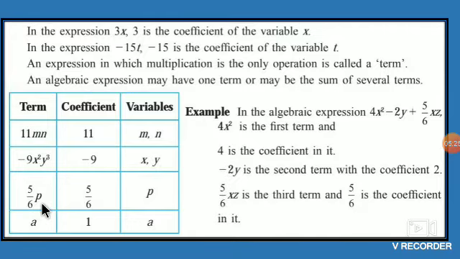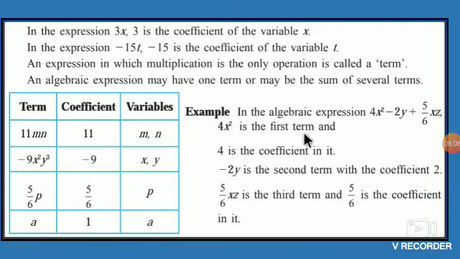5 upon 6 p. Here 5 upon 6 is the coefficient and p is the variable. A. This a doesn't have any coefficient, but whenever the number is not written, the coefficient is always 1. Like if the denominator is not given, we write the denominator 1. In the same way, when the number is not written, the coefficient is 1. So the coefficient is 1 and the variable is a. Understood it?